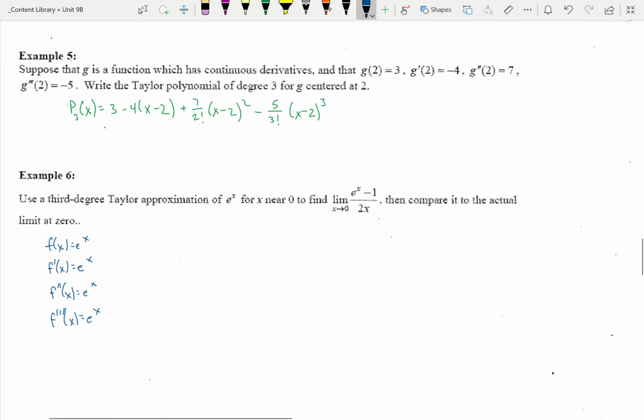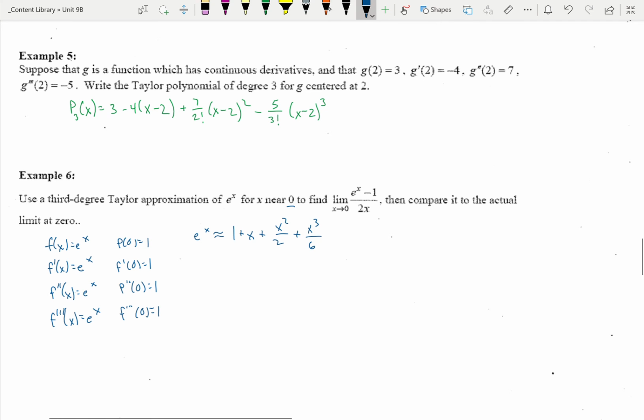Evaluating this at 0, we have f of 0 equals 1, f prime of 0 equals 1, f double prime of 0 equals 1, f triple prime of 0 equals 1. So e to the x is approximately equal to 1 plus x plus x squared over 2 plus x cubed over 6, right? That's 2 factorial is 2 and 3 factorial is 6.